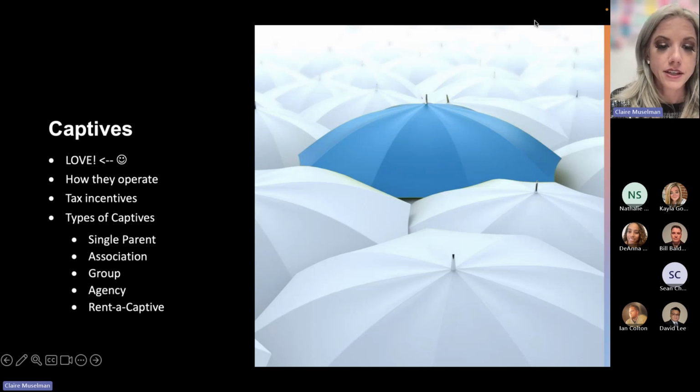Group captives are jointly owned by a number of regular companies, and they're just providing a vehicle for people who want to have their own investments.